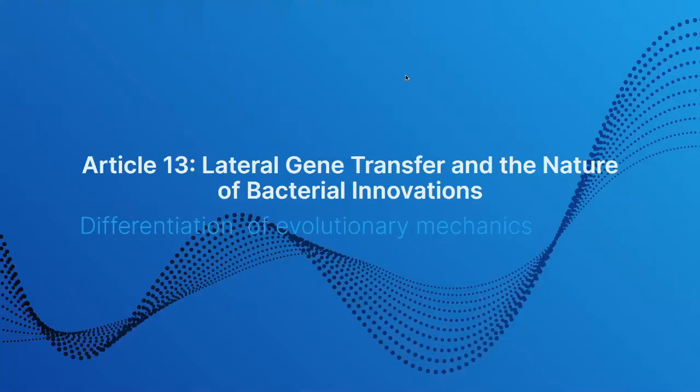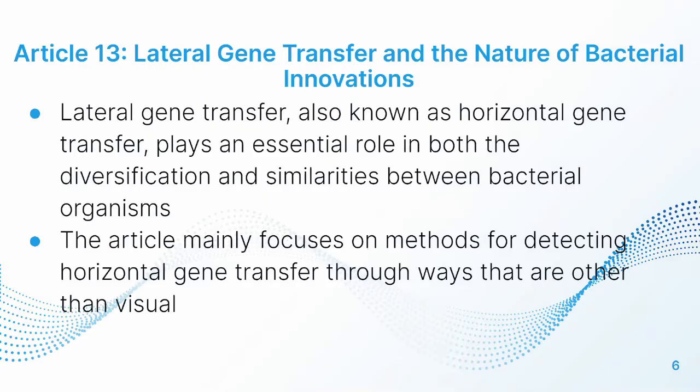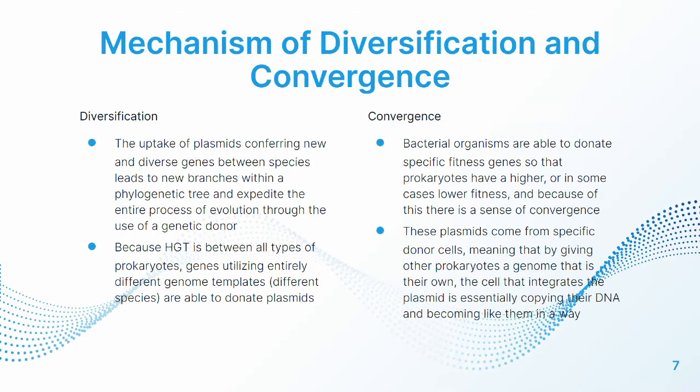Article 13, "Lateral gene transfer and the nature of bacterial innovations," is about lateral gene transfer, which is another way of saying horizontal gene transfer, and how it plays an essential role in both the diversification and similarities that you find between bacterial organisms. The article mainly focuses on methods for detecting horizontal gene transfer through ways that are other than visual. As such, it would be them searching through the genome to find similarities and differences between bacterial organisms they presume may have undergone horizontal gene transfer. So, horizontal gene transfer is a mechanism for both diversification and convergence.